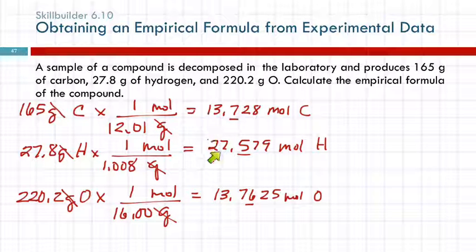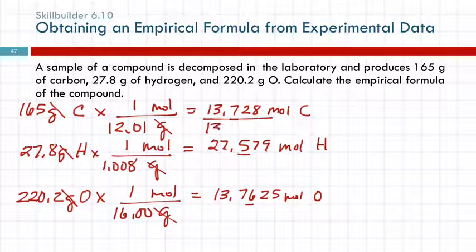I can't just use these as my subscripts in the balanced chemical equation. These aren't whole numbers, right? And I can't just round them to whole numbers. So I'm going to take the smallest of them, which is this 13.728. I'm going to divide all of them by that one.